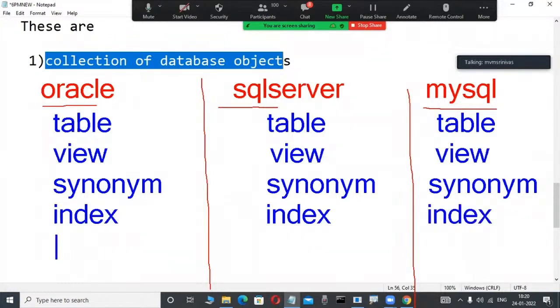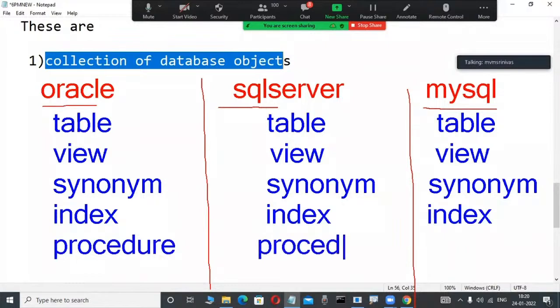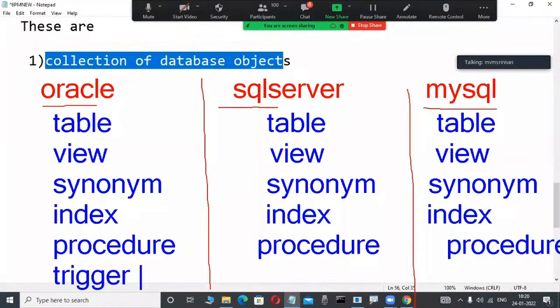Here procedure is there, and here also procedure is available. Here trigger is there. Okay, trigger is a database object, and here also trigger is there. That's why relational databases, relational data model products, contain three components.